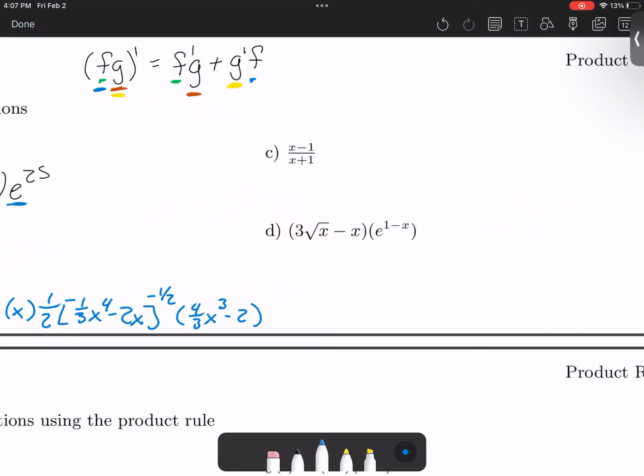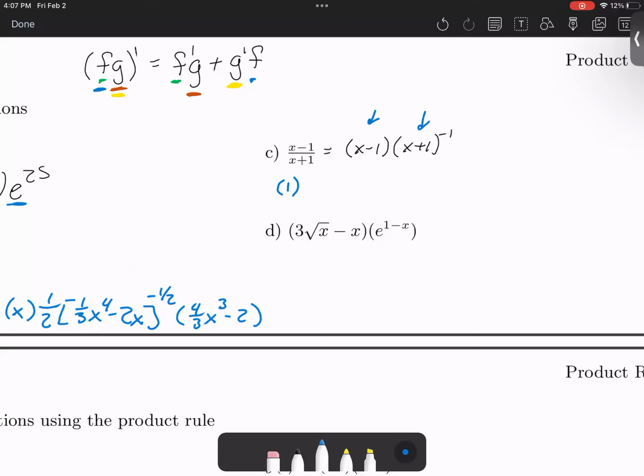Here for C, we need to rewrite this again because it doesn't really look like a product to me. But we can take the x minus 1 and multiply it by x plus 1 raised to the minus 1. And now we have a product rule. So the derivative will be, let's differentiate the first term. And if I differentiate x minus 1 with respect to x, I just get a 1. So I'm going to write that, even though we kind of don't need it. Multiplication by 1 doesn't change anything. But that's the derivative of the first term.